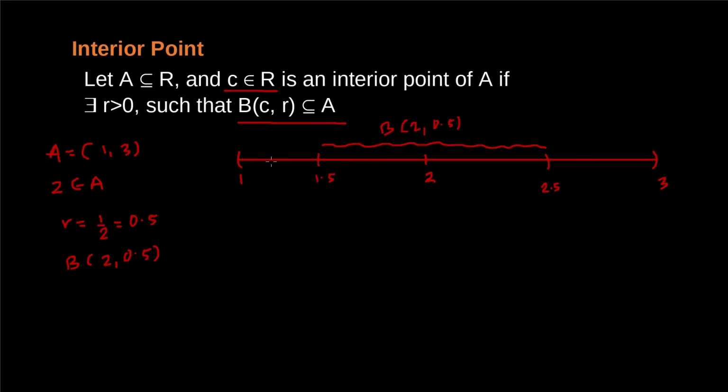So we can say that all the points between 1 and 3 are its interior points, and the points 1 and 3 are not interior points of this set, and you can verify this yourself.